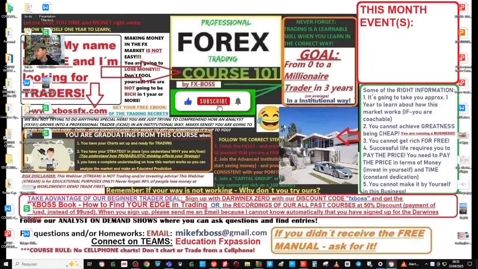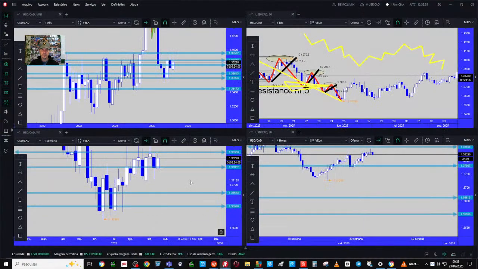Okay, everybody. Never forget you're going to graduate from this course when, number 1, you have your chart set up and ready for trading; number 2, you have a strategy in place, you understand how you win and how you lose; and number 3, you have a complete understanding of how this market works, so you can analyze the market and make an educated prediction. Risk disclaimer: this stream is not trading or investment advice. We're here to learn, everybody. For questions and homework, you have my Gmail, and you can connect on Teams. It's for free, it doesn't cost you a cent.